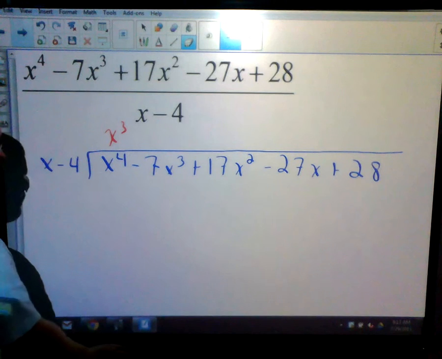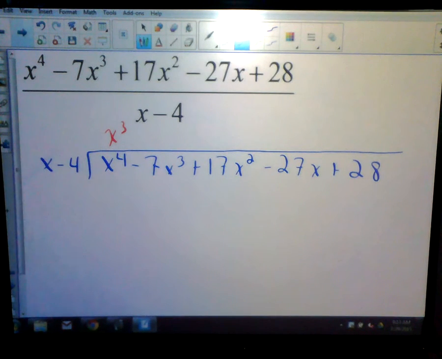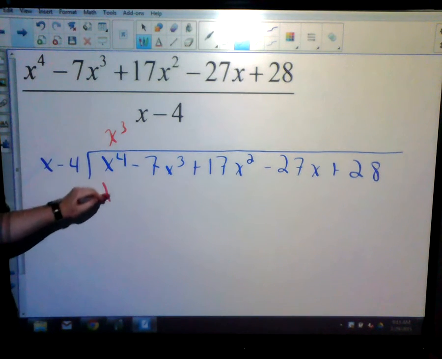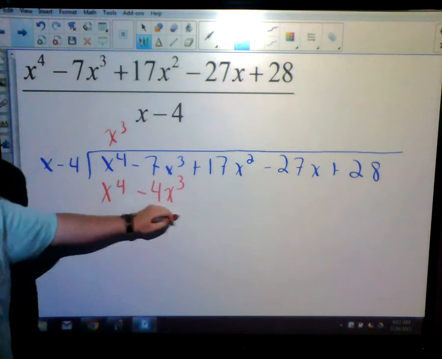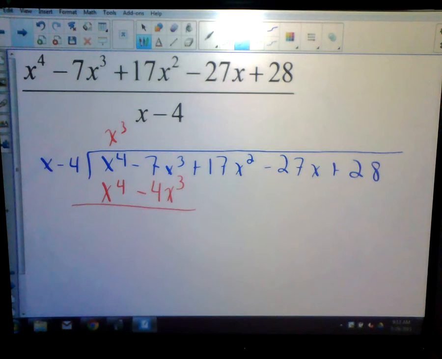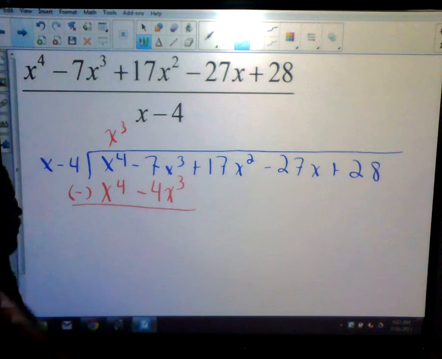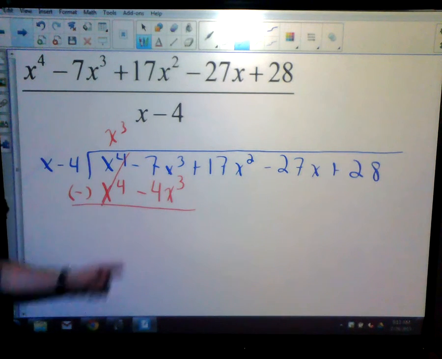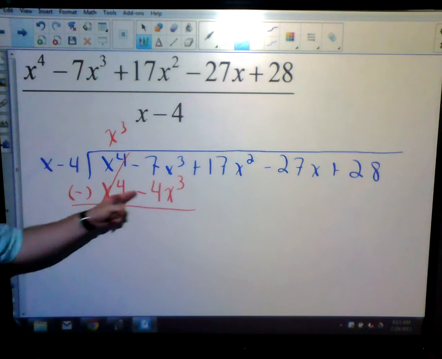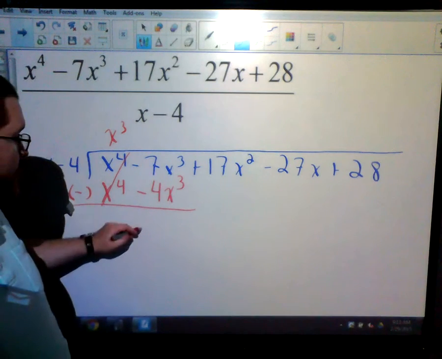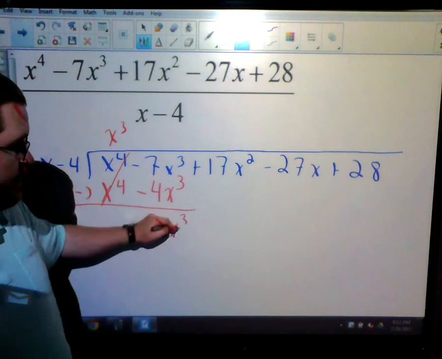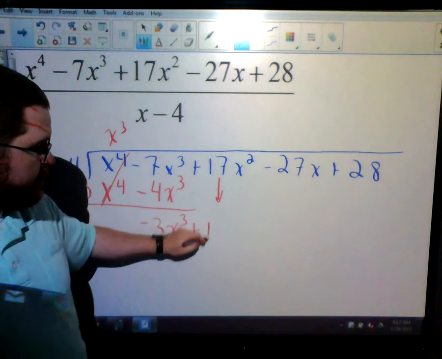Now erase that so I have room. I divide, and then I multiply. X to the 4th minus 4x cubed. What's my next step? Subtract. Be very careful here. These will cancel. What's negative 7 minus negative 4? That's negative 7 plus 4, so that's negative 3x cubed. And bring down the next term.